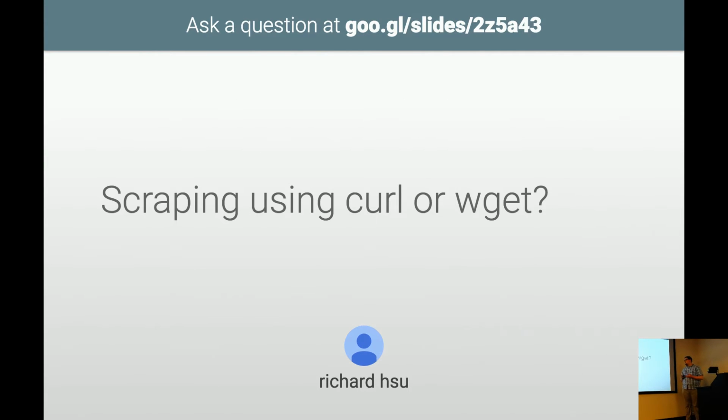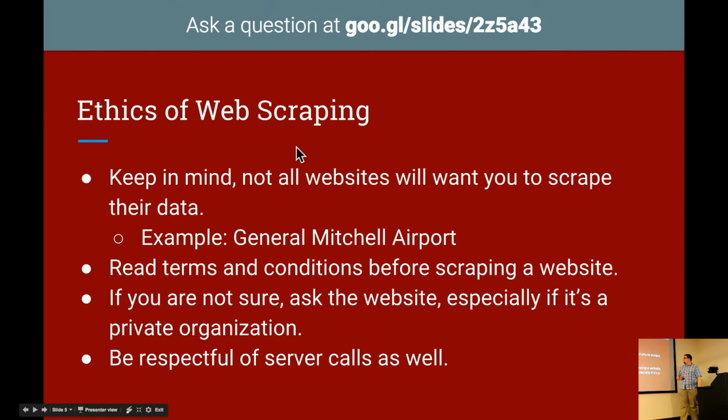Scraping using curl or wget? So Richard asked this question. So I'm assuming the question is about CasperJS and how it scrapes. It does not use any of these. Let's go into how it works.